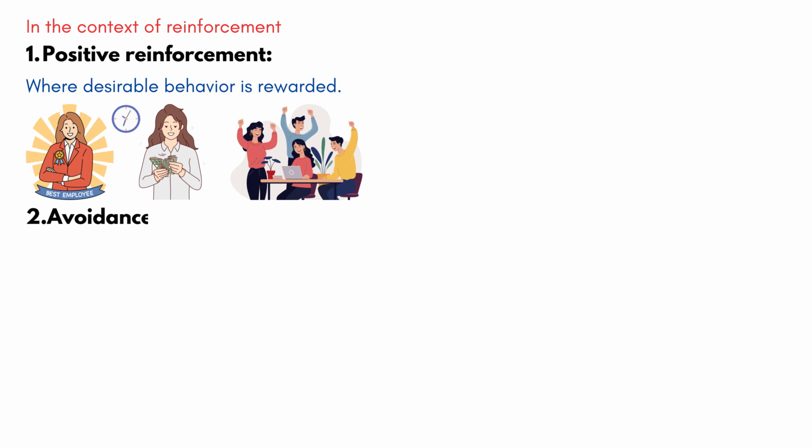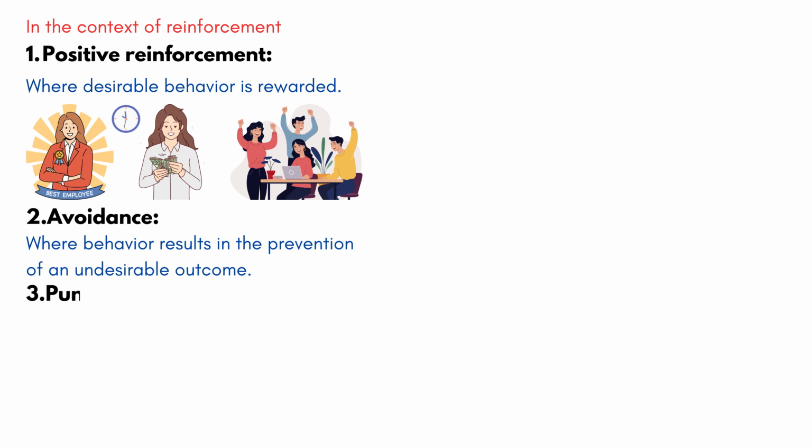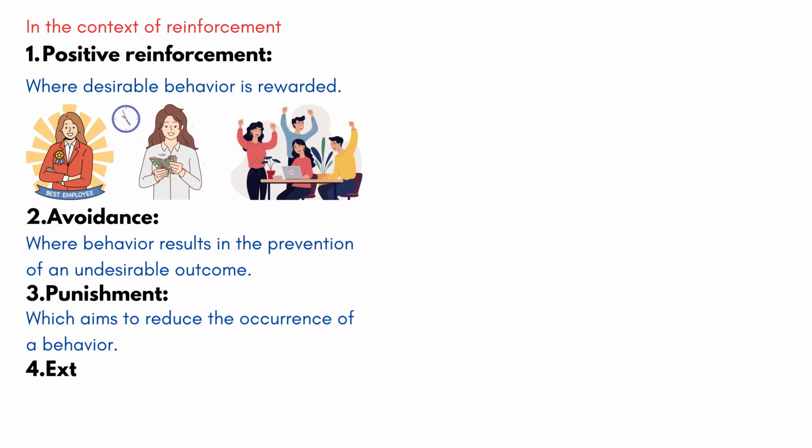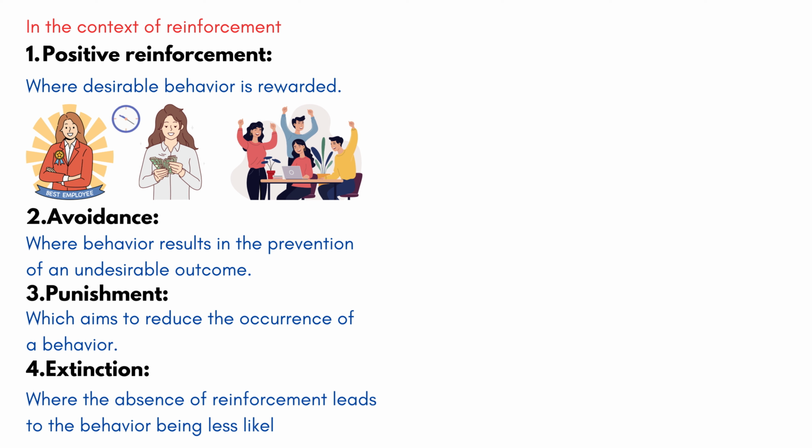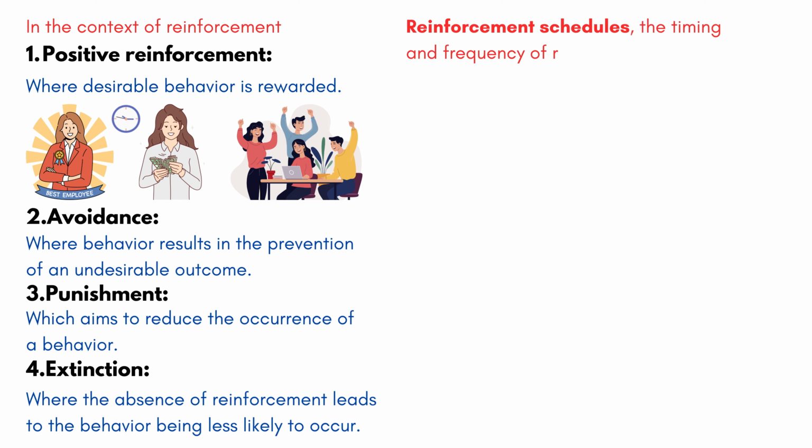2. Avoidance, where behavior results in the prevention of an undesirable outcome. 3. Punishment, which aims to reduce the occurrence of a behavior. 4. Extinction, where the absence of reinforcement leads to the behavior being less likely to occur. Reinforcement schedules, the timing and frequency of reinforcements, can also vary.